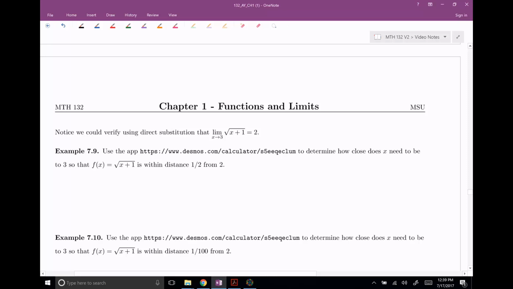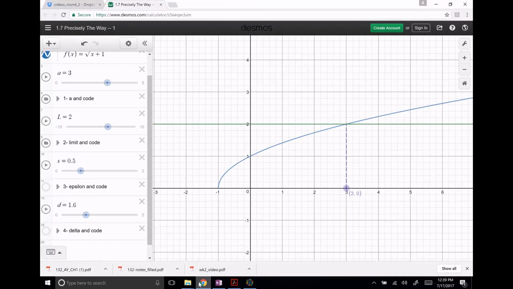So already this is a little bit confusing. Let me show you the graph and maybe we can make more sense of what it means for the function to be within distance 1/2 from 2, right? Because this is saying that I want f of x and L, 2 in this case, to be close to each other, within distance 1/2 from each other. All right, so if you click on this link, it should bring you to this page right here. So we have our nice function, the square root of x plus 1. We can see as x gets closer to 3, the y value here, the function, seems to be approaching 2. And I want to make sure that we can get the function within distance 1/2 from 2.